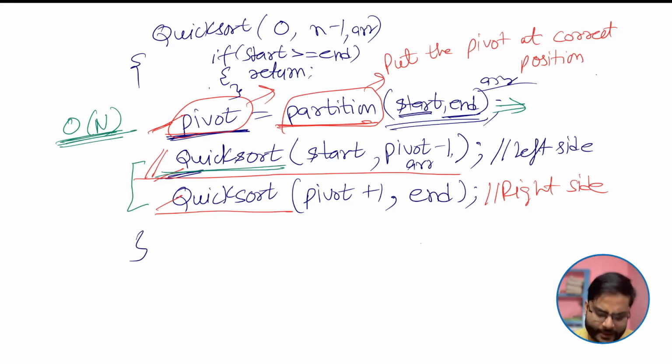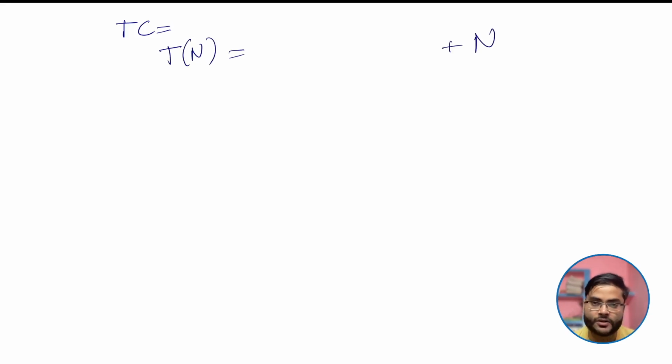Let's discuss the time complexity. So what will the time complexity be? Let's write it in the form of a recurrence relation. Let's say we have n elements, and n time will be taken by my partition algorithm. That is fixed. Now in the best case, what can happen?